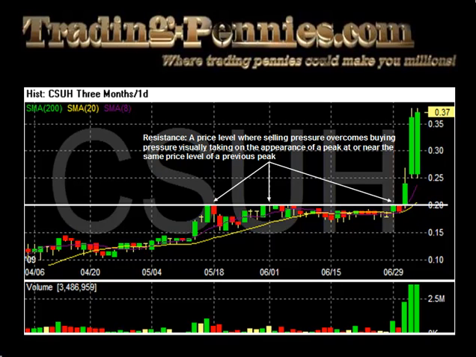Resistance is the opposite of support and represents a level where selling pressure overcomes buying pressure, and as a result the trend in the stock that had previously been in an incline is turned back again. Thus, a resistance level is visually recognized as forming a high or a peak at or near the same price level as a previous high or peak.